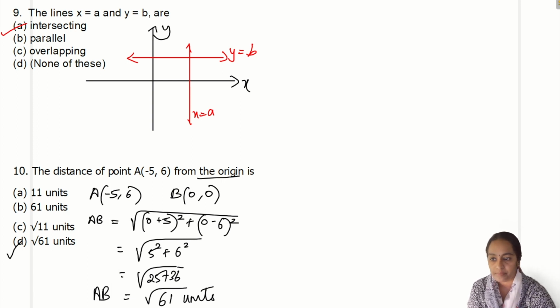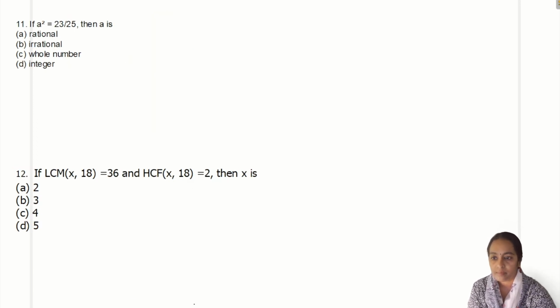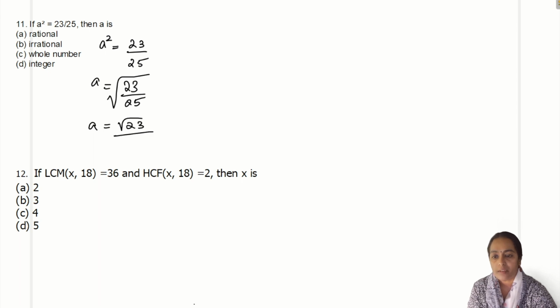Children, if a square is 23 by 25. The question says a square is 23 divided by 25, and then asks what is a. What is a, children? A square is 23 by 25. A is going to be the square root of 23 by 25. So a is going to be square root of 23 divided by square root of 25, which is 5. Because square root of 23 is an irrational number here, divided by the rational number 5.